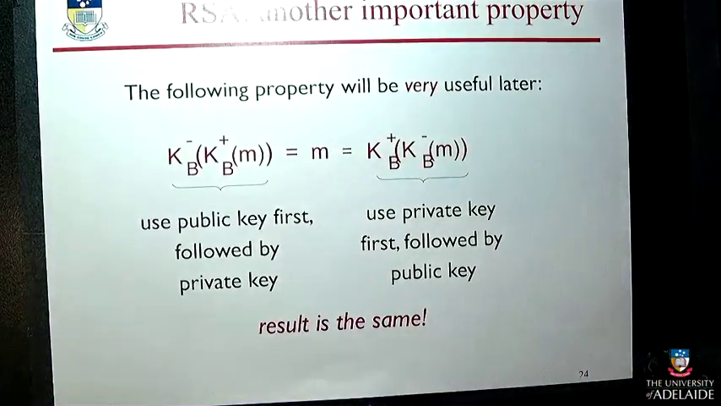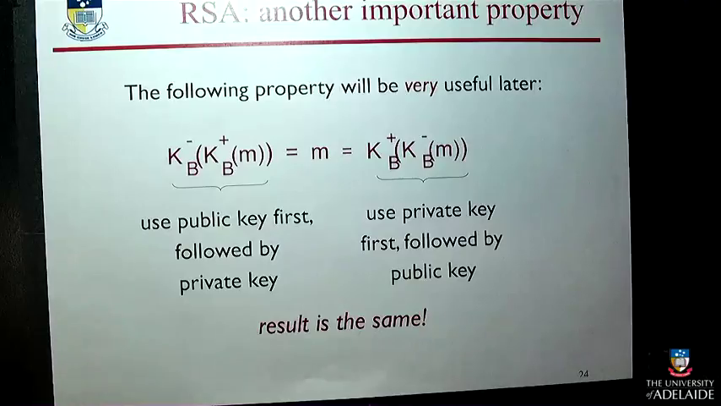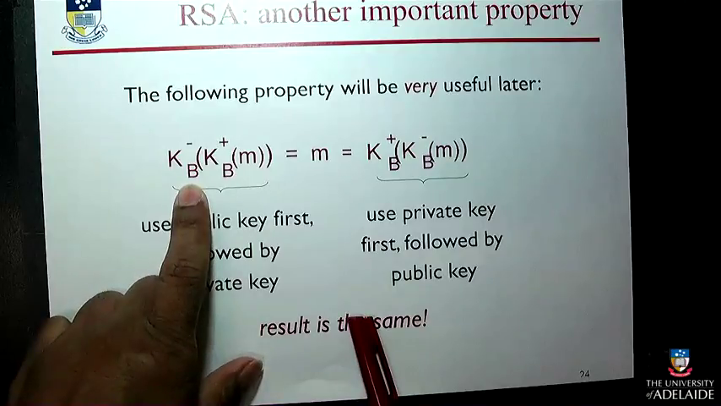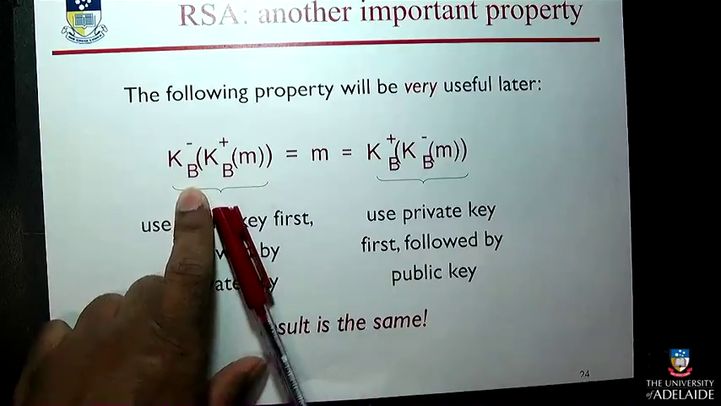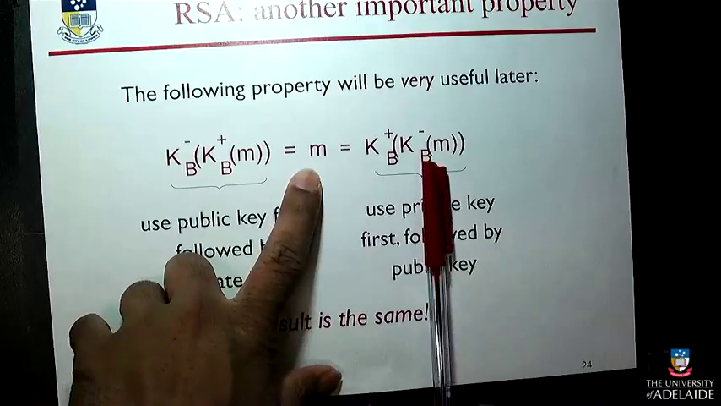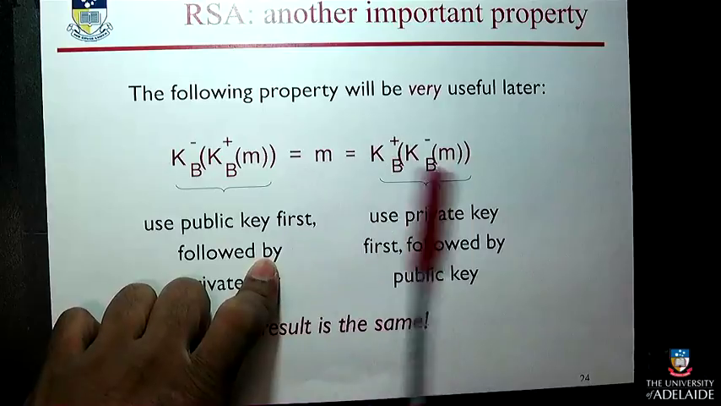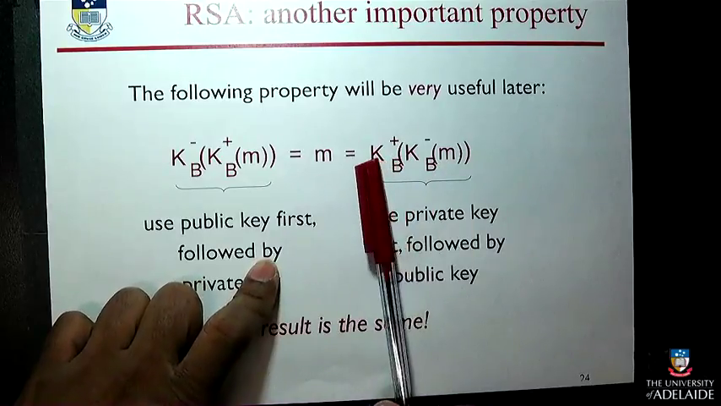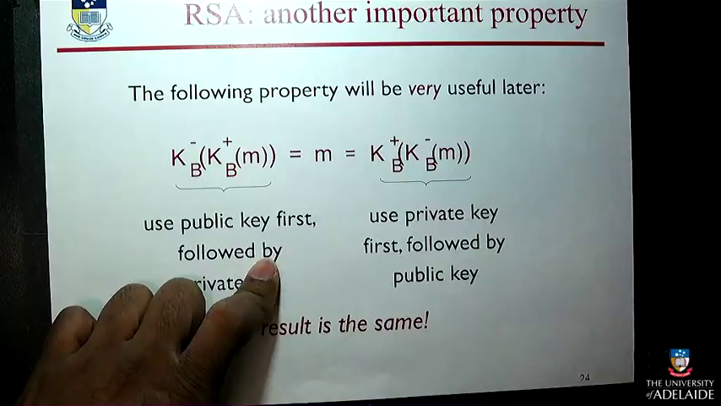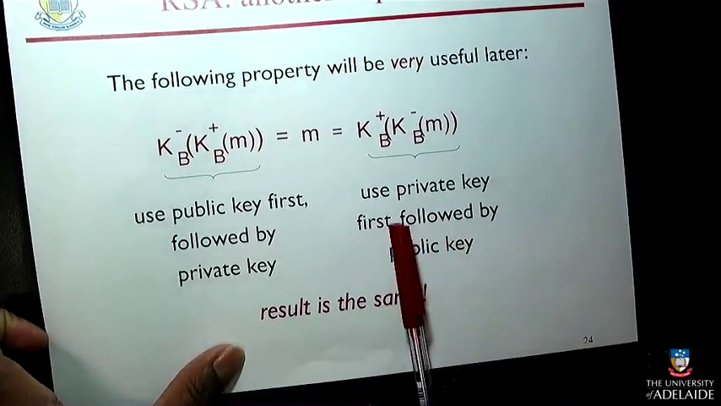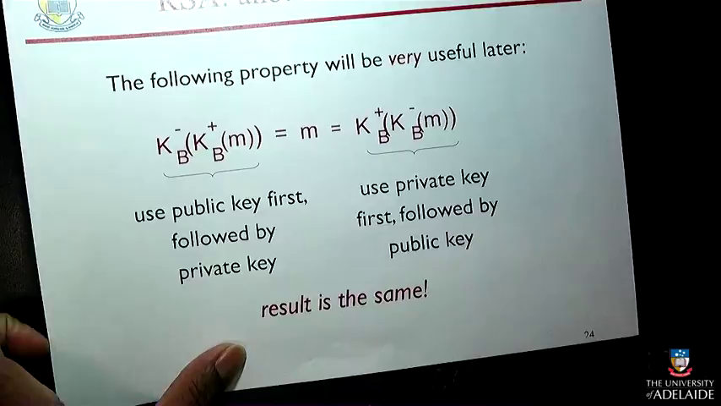Here's another cool property that we're going to need later. RSA has a cool property: if you encrypt something with the public key, you can decrypt it with the private key, which is what we just looked at. But also, if you encrypt something with the private key, you can decrypt it with the public key. You can encrypt with either key and decrypt with the opposite. You'll see why this is important when we talk about digital signatures. Remember that, we can go either way.